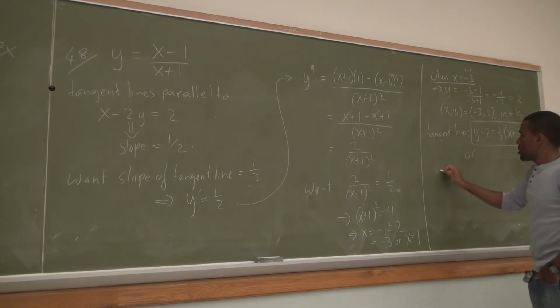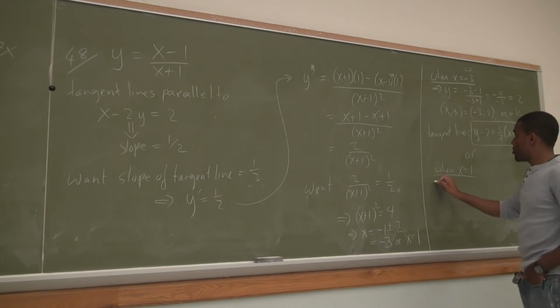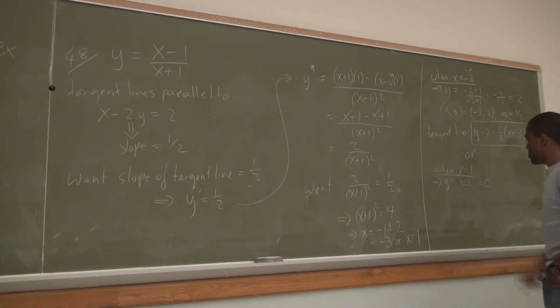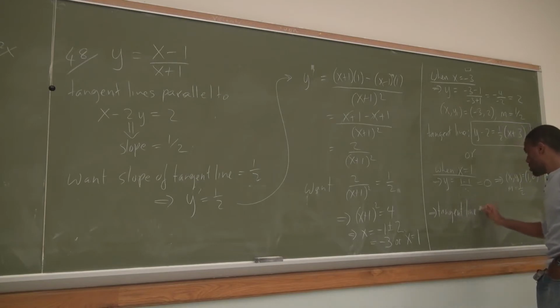Or you can have the other option when x equals 1. Then y would be equal to 1 minus 1 over whatever, it's going to be 0. So this means (x1, y1) equals (1, 0). My slope equals a half. So the tangent line is y minus 0 equals one half times (x minus 1).